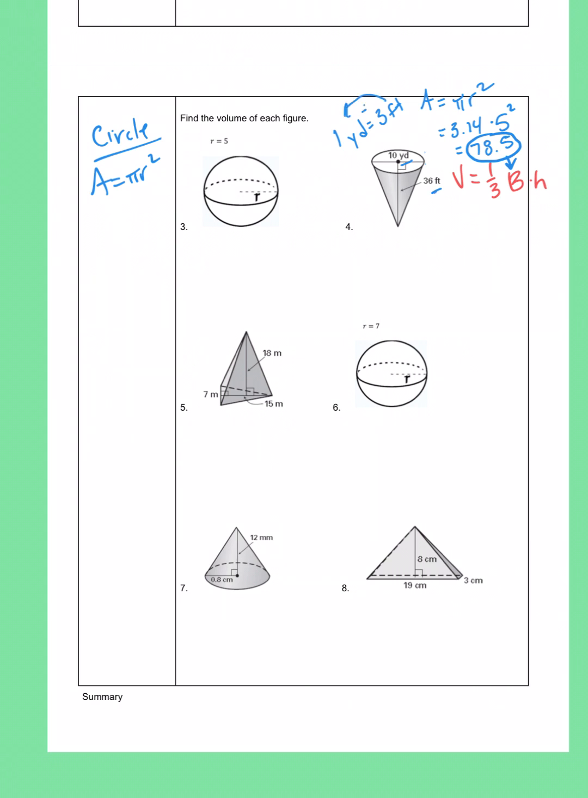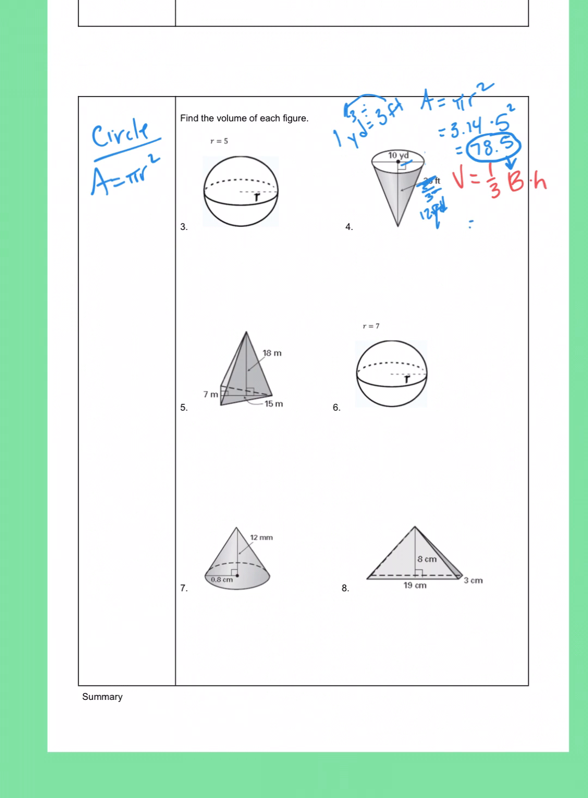I'm going from feet to yards, so I'm getting smaller. That means we're dividing. To go from 3 to 1, I have to divide by 3. 3 divided by 3 is 1. So 36 divided by 3 is 12. I can put that in the calculator. 36 divided by 3 is 12. So instead of using 36 feet for the height, we're going to use 12 yards. I turned 36 feet into 12 yards.